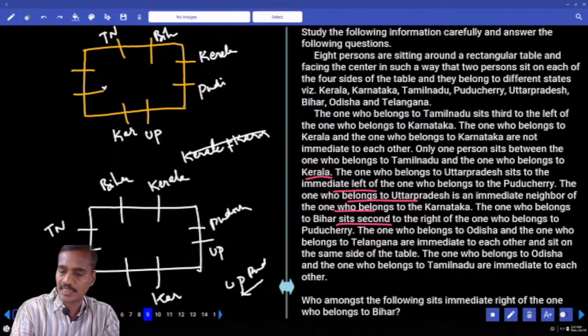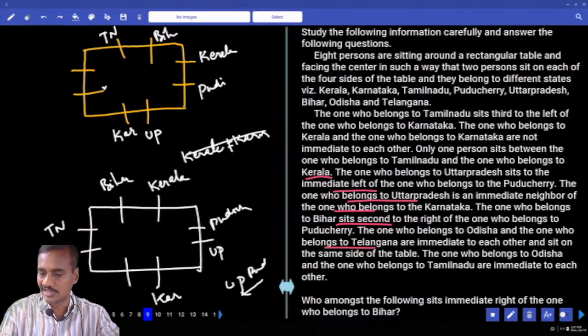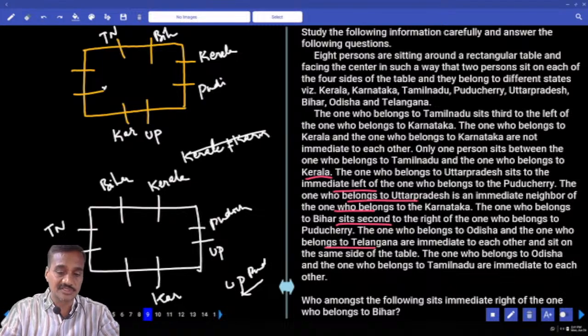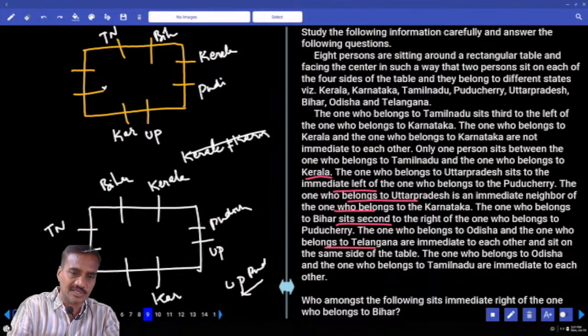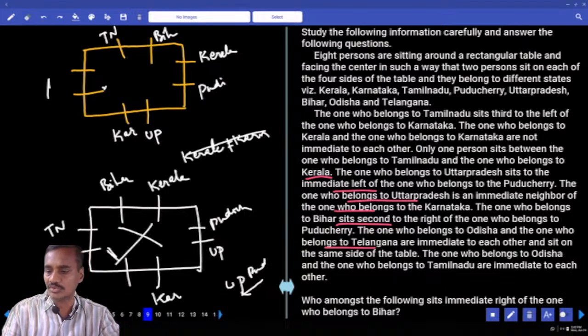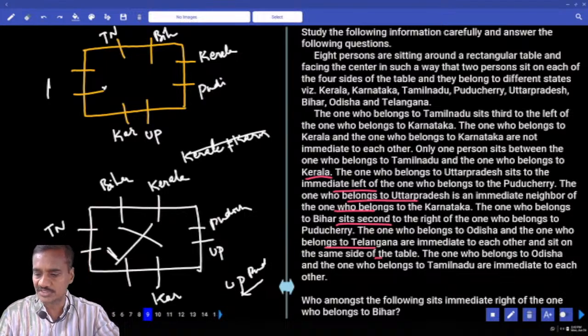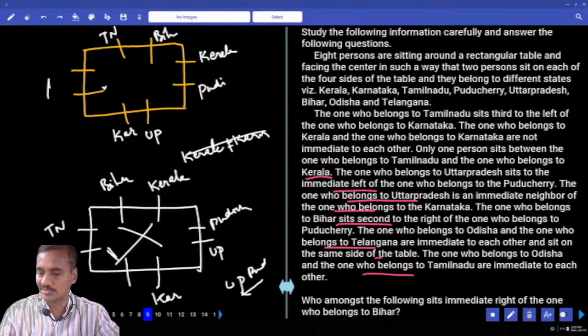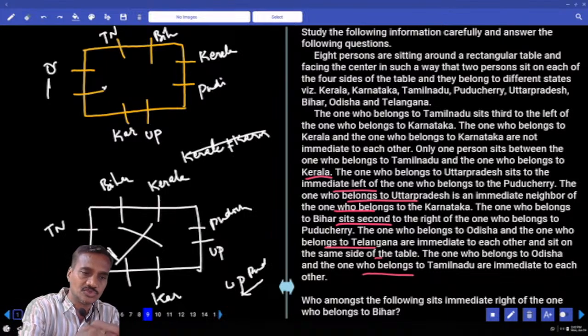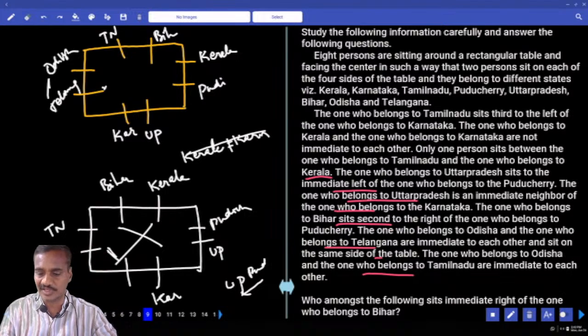Bihar is here. Then Odisha and the one from Telangana are immediate neighbors, and they are on the same side. Which two? Odisha and Telangana are on the same side. Now Telangana, Odisha will be here. But in this case, they are on different sides. This case is ruled out. The one Odisha and the one Tamil Nadu are immediate neighbors. Now this is Odisha and this person belongs to Telangana. Now this is the final arrangement we have.